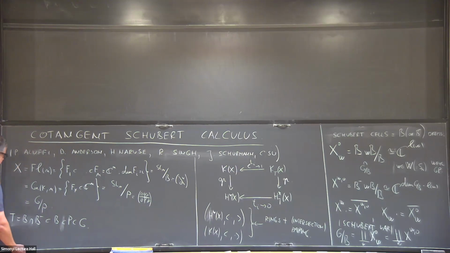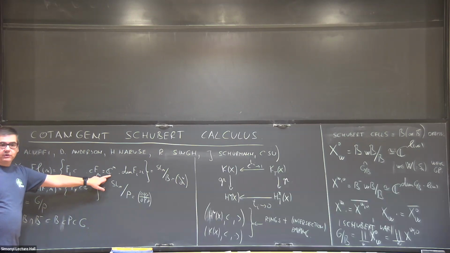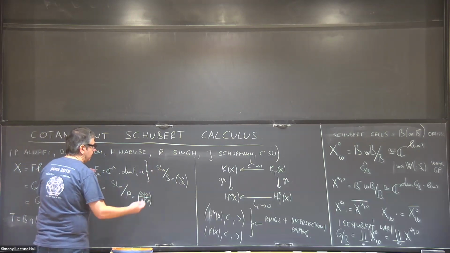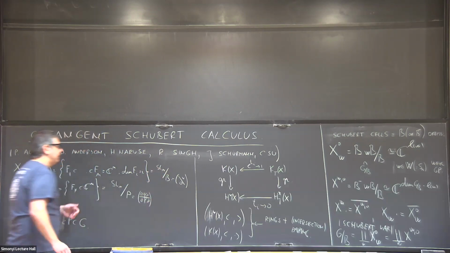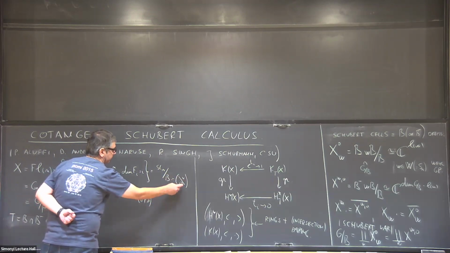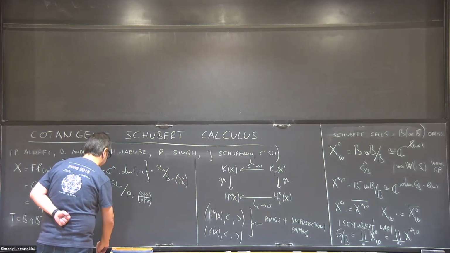X for me is going to be a flag manifold. Maybe in this seminar I shouldn't define what a flag manifold is, but just in case, Fl_n is going to be the sequence of complete flags in C^n. Everything is going to be over C, although some of this can be generalized over fields of characteristic 0 later on. And then I want to regard this flag manifold as a homogeneous space for, in this case, SL_n. So it's going to be written as SL_n modulo a Borel group, where, for example, you can take the Borel group to be the group of upper triangular matrices.